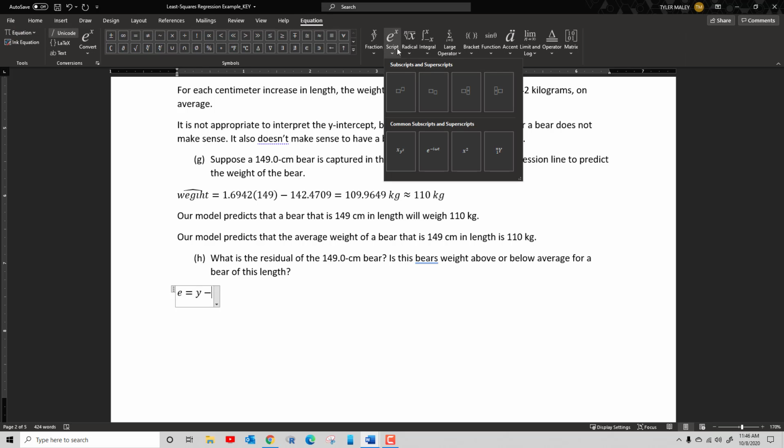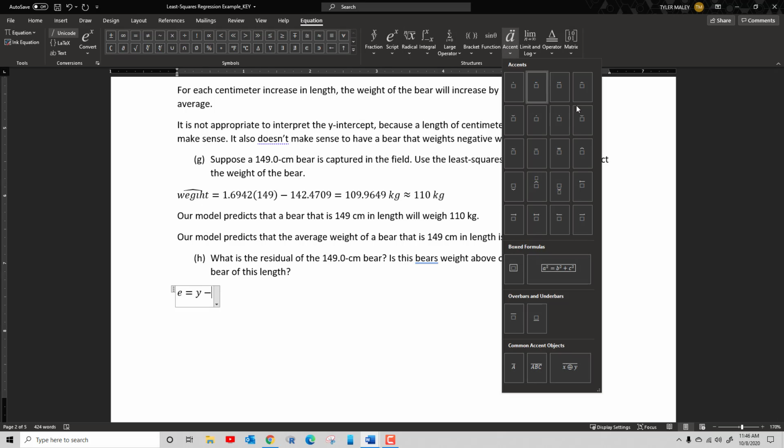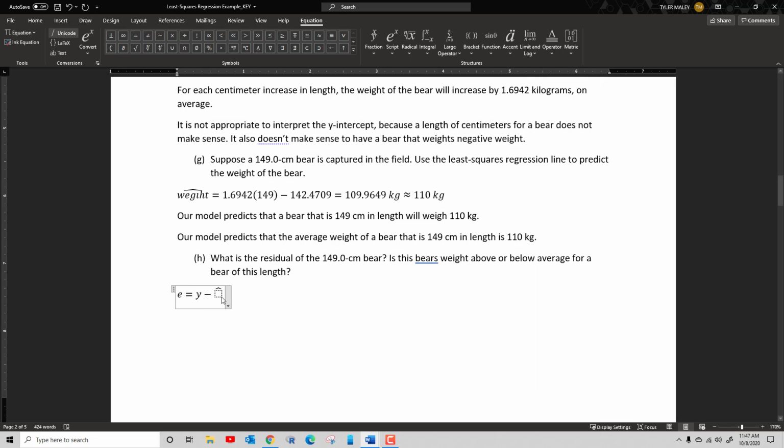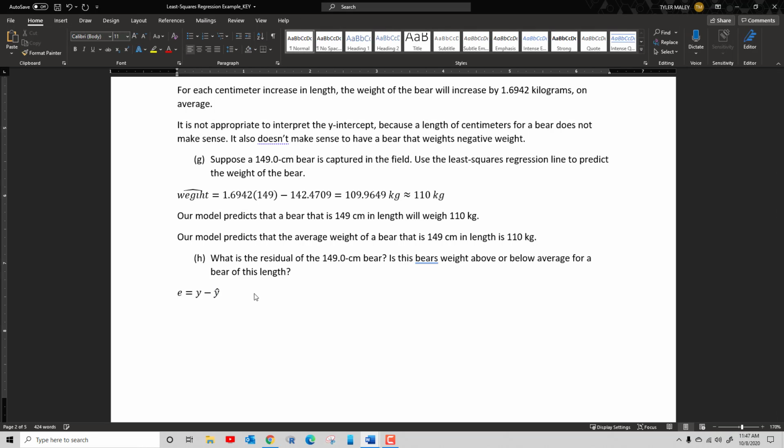So I'm just going to fill in this hat symbol. That's the equation typically. But in our case, we're not using the y variable. Our context is the y variable is weight, so we're going to take the weight minus the weight hat.